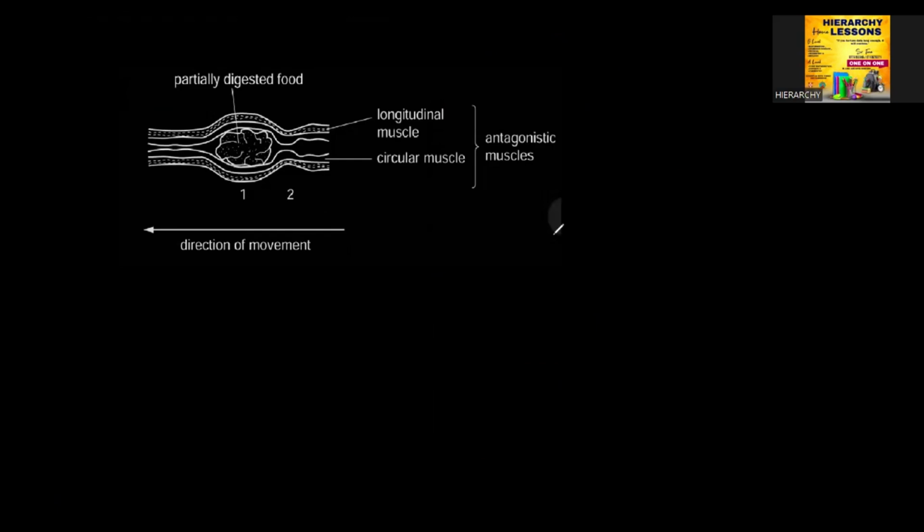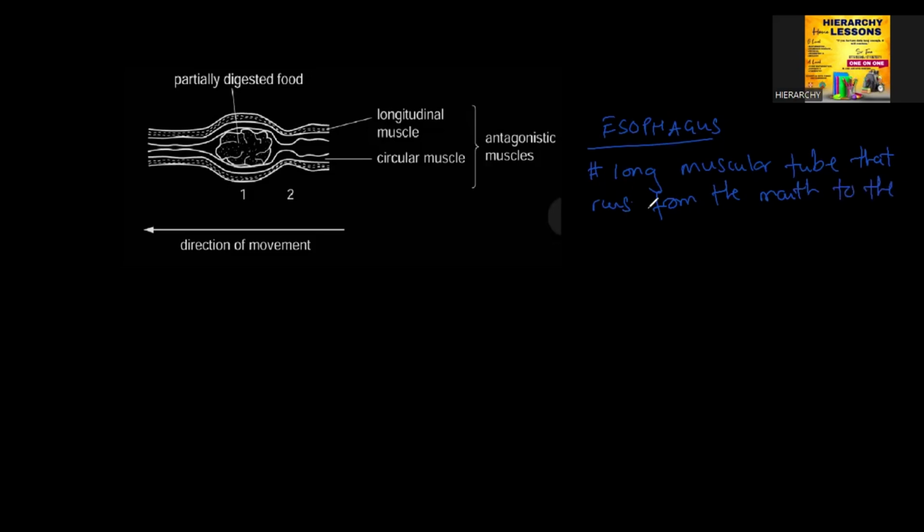So the esophagus is a long muscular tube that runs from the mouth to the stomach. It connects the mouth to the stomach. When you chew food and you swallow, the food travels through the esophagus into the stomach. It moves food down through a process called peristalsis.